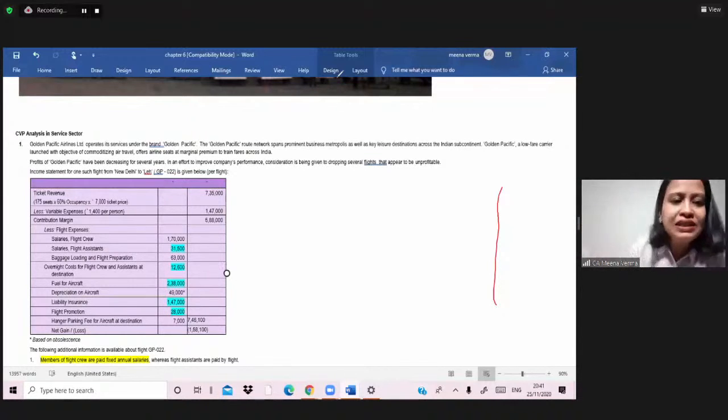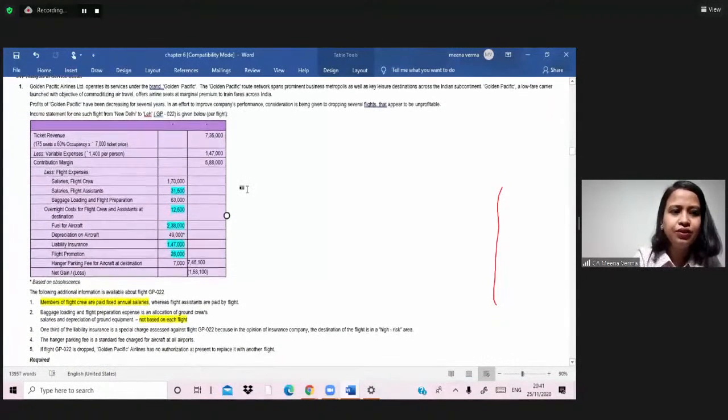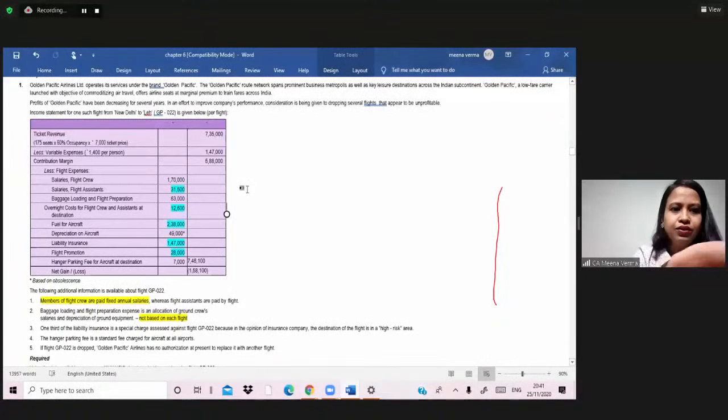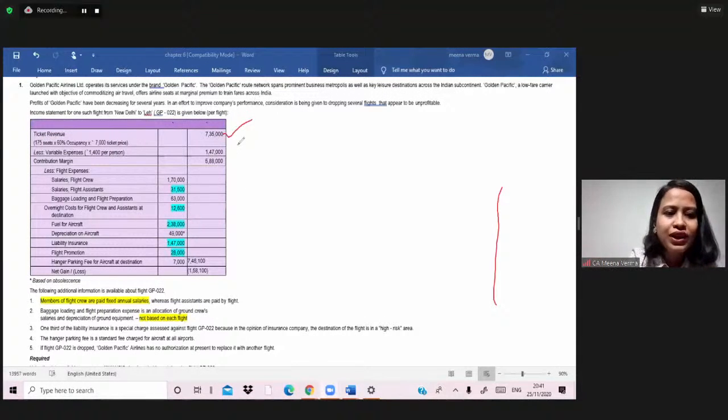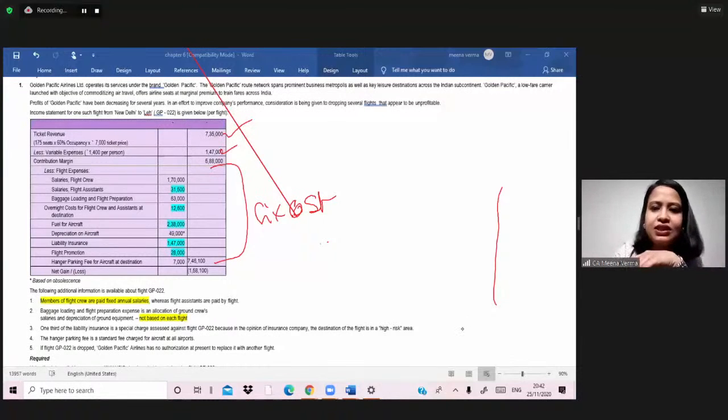See, now what happened in this case, remember, the organization is taking the total revenue, the variable expenses, and the various fixed costs. Now they are discussing the information of a plane. One flight, one plane. Let us read the question.